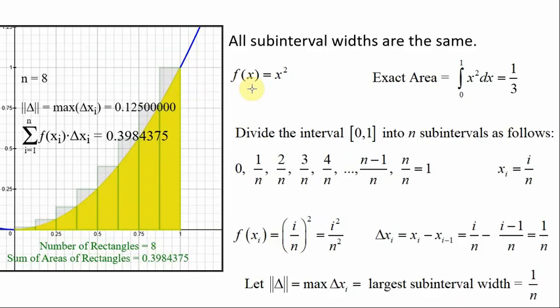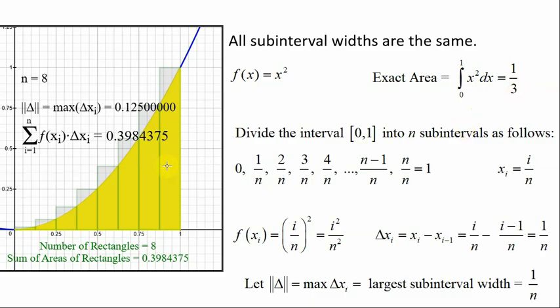So here we have an example with the function f of x equal to x squared. And if we want the area between 0 and 1, this yellow region right here, then to get the exact area, if we use a definite integral, it's going to be the integral from 0 to 1 of x squared dx. And then evaluate this definite integral, and we get 1/3.